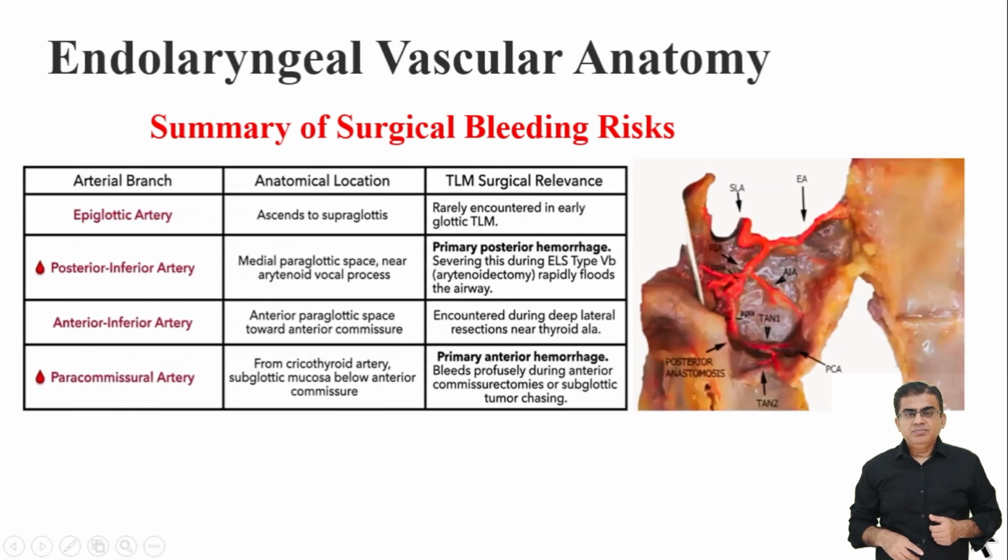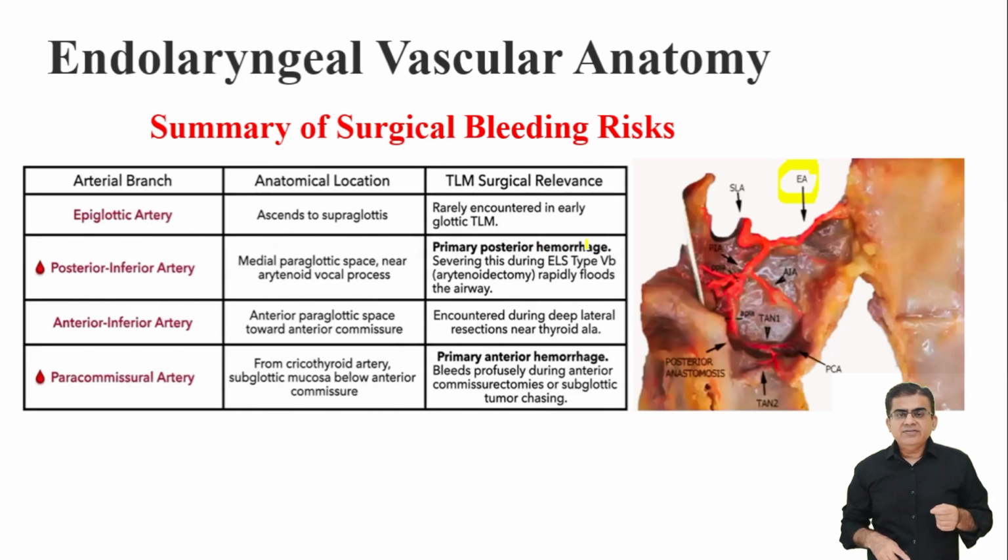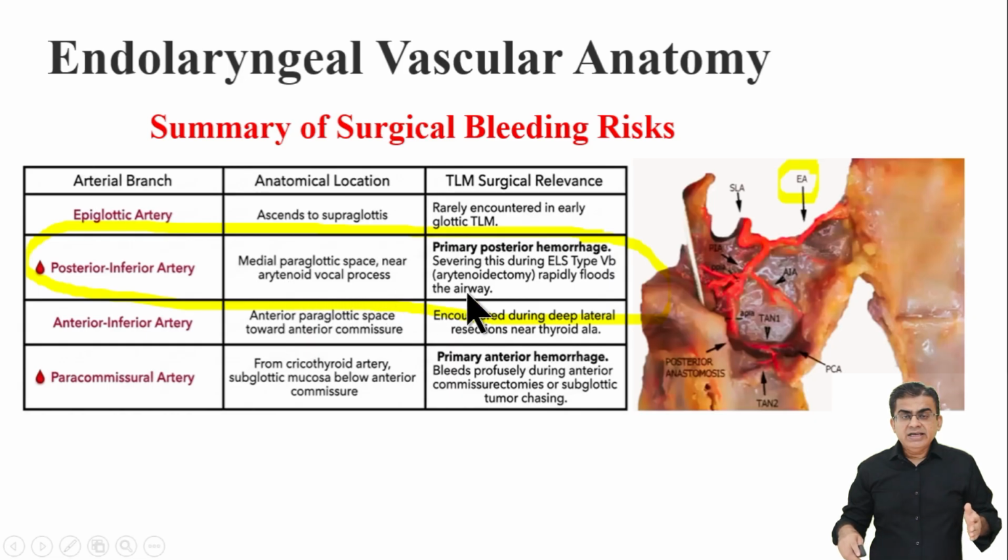Look at this summary table now. This table directly breaks down our primary hemorrhage sources during surgery. First is the epiglottic artery. Since it ascends to the supraglottis, we rarely encounter it in early glottic cases. Next is the posterior inferior artery. Notice the red blood drop icon next to it. This is your primary source of posterior hemorrhage. If you cut this near the arytenoid vocal process, it will rapidly flood the airway.